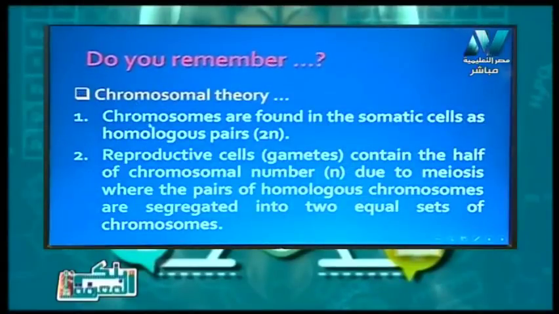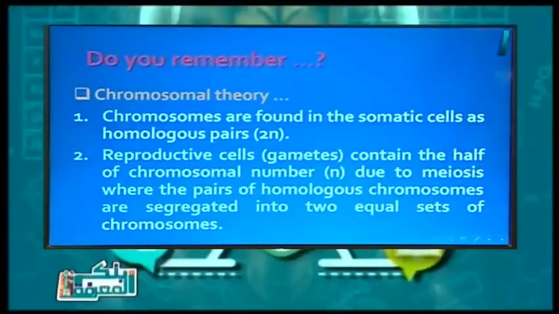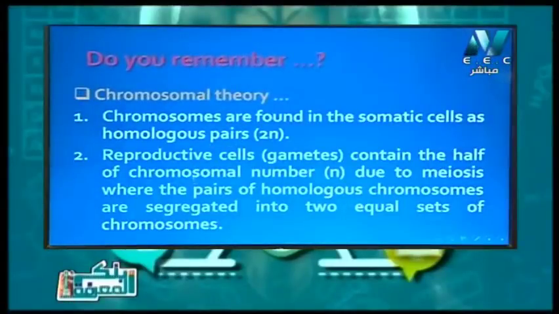Of course, you studied the chromosomal theory, and to remember the points of the chromosomal theory: the chromosomes are found in the somatic cells in pairs, as we said. The reproductive cell, which is the gamete, contains half the number of the chromosomes, n, and this number is reduced to half during the meiosis division. So during the meiosis division, the 2n becomes n in the produced cell.